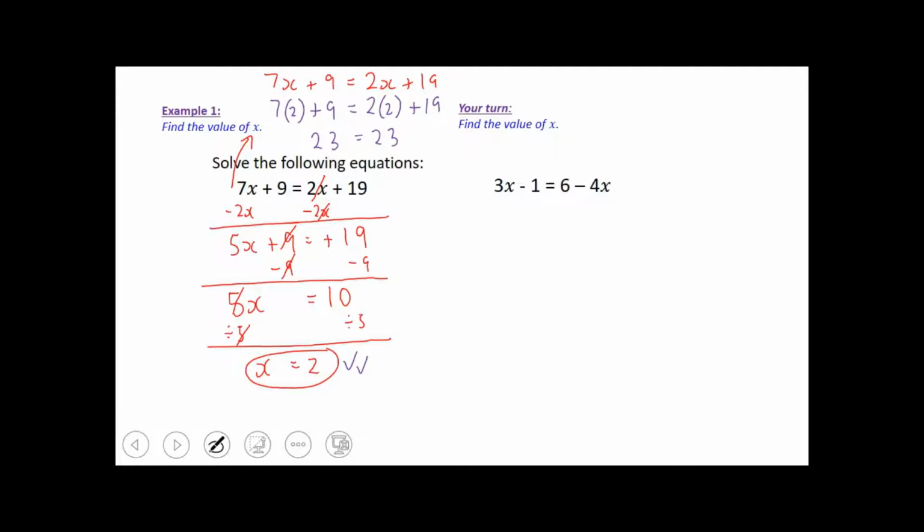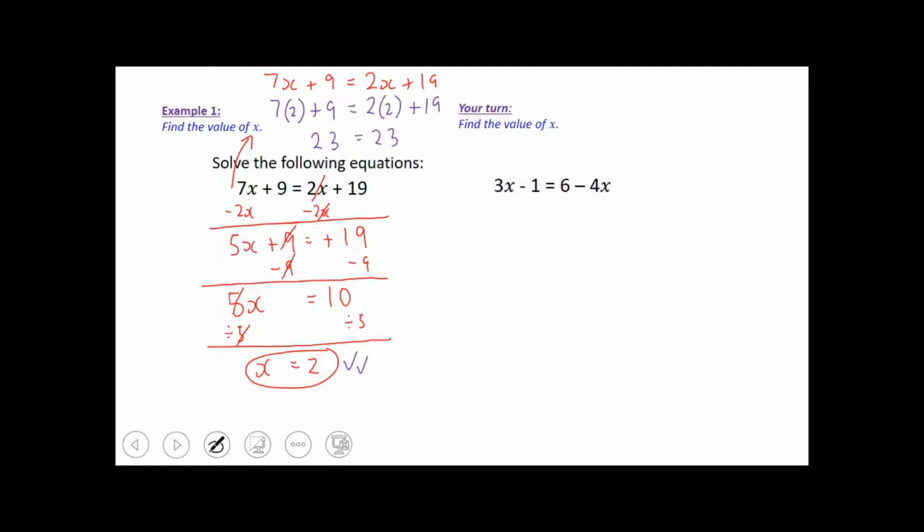Right, what we're going to do now is try and do this together, and hopefully we should have something to start off with. I did mention earlier on, trying to use the x where you've got the biggest value of x. So this time I've got 3x minus 1 equals 6 minus 4x.